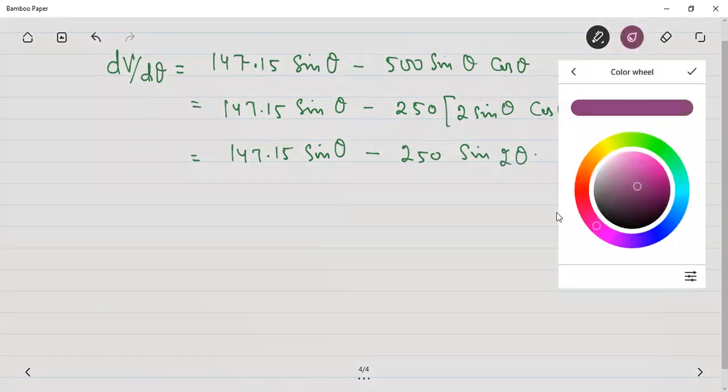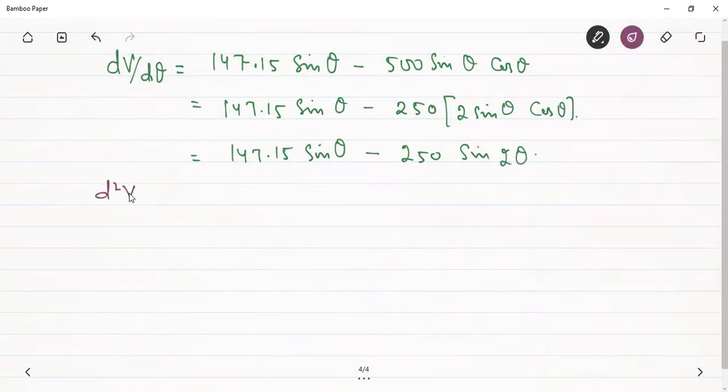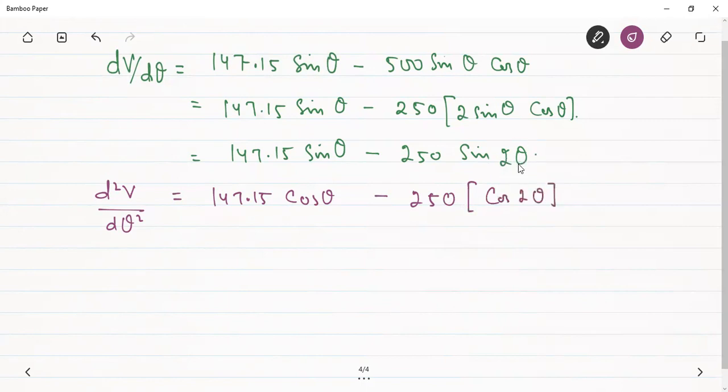Now I can compute its second derivative, that is the derivative of second order. This will be equal to 147.15 times the differential of sine theta, which is cos theta, minus 250 times the differential of sine 2 theta, which is cos 2 theta, and we'll have an internal differentiation of this 2 theta, which is equal to 2. So this function is equal to 147.15 cos theta minus 500 cos 2 theta. Okay.